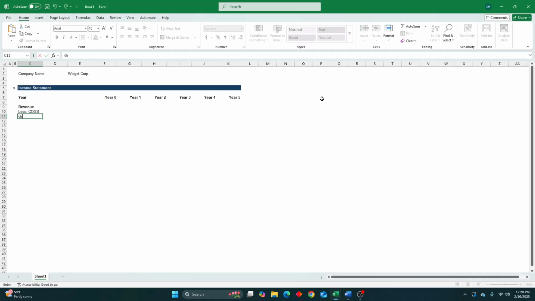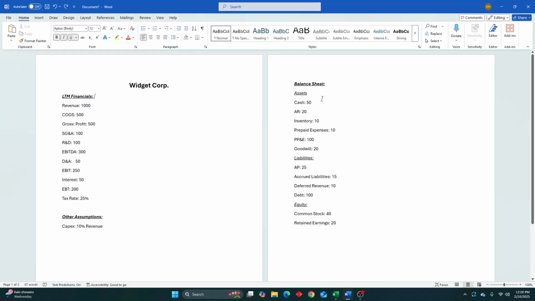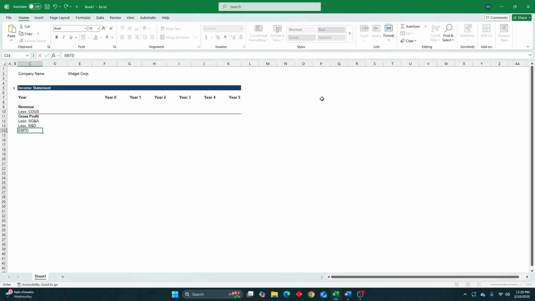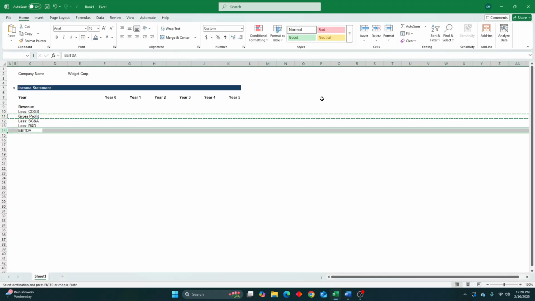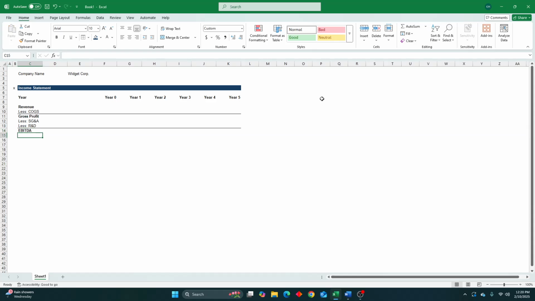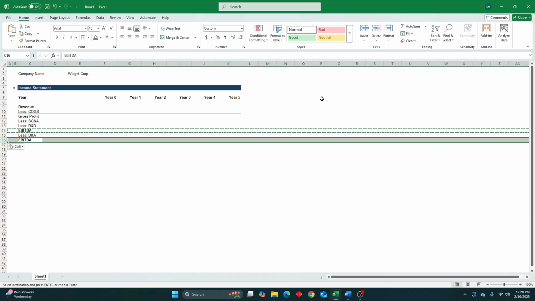So we'll have our COGS. Our revenue less our COGS is going to be our gross profit. Highlight this, bold it, put in a border up above. Then we're going to take away our SG&A and our R&D. Those are the only operating expenses we have, so that'll get us to our EBITDA, which is earnings before interest, taxes, depreciation, and amortization. Then we're going to take away our D&A, which will get us to our EBIT.